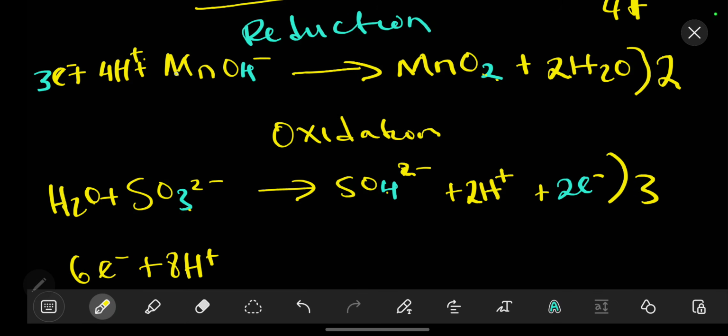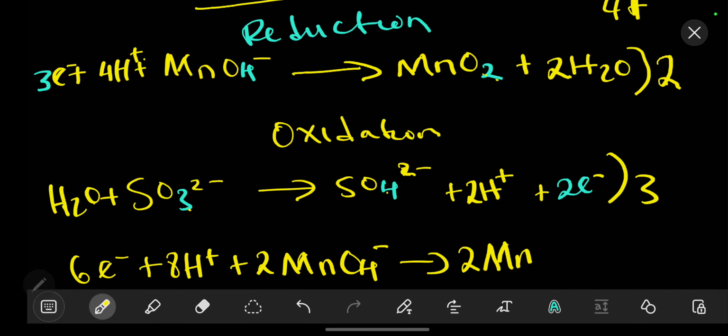Then we have our 2 times 2, 2 times the 1 that is here, we are going to have 2 MnO4 negative, which becomes this 2 times 2 here, times 1, we are going to have 2 MnO2. Then we are going to have plus 2 times 2, we are going to have 4 H2O like that.